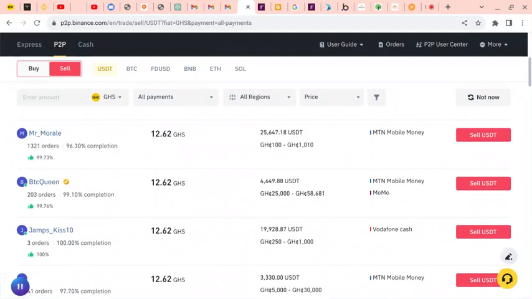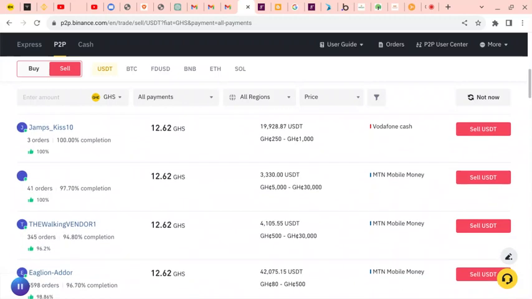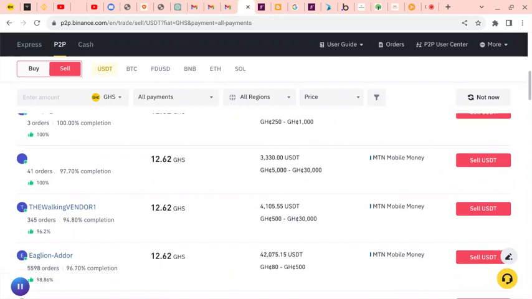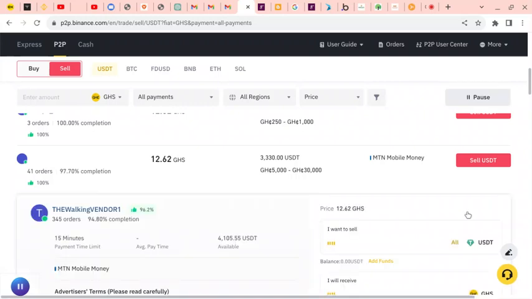So this person is selling the BTC coin at 12.62. I think it's cool, but she's selling from 25,000 going. So this person also is selling from 500 to 30,000. Let me jump straight with this guy.